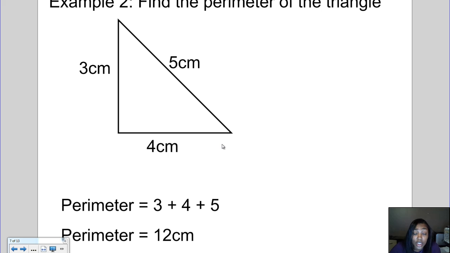Now, this example is a triangle. To find the perimeter of this triangle, I have to add the 3 sides together. And so I see that it has a length of 3, 4, and 5. So if I add those together, this triangle has a perimeter of 12 centimeters.